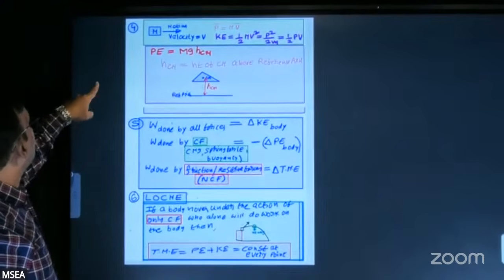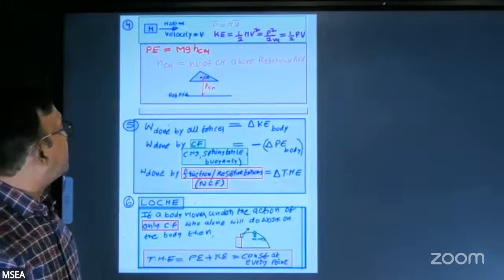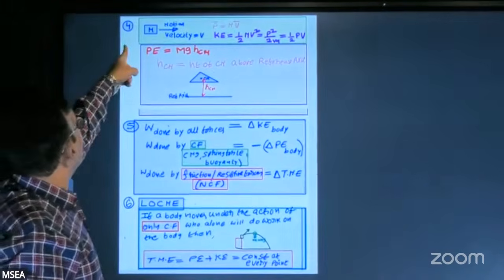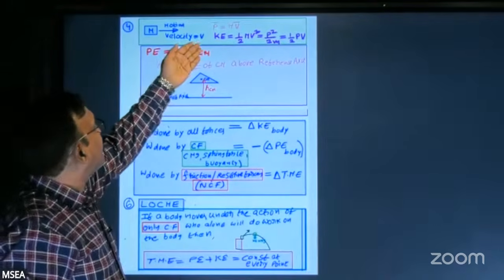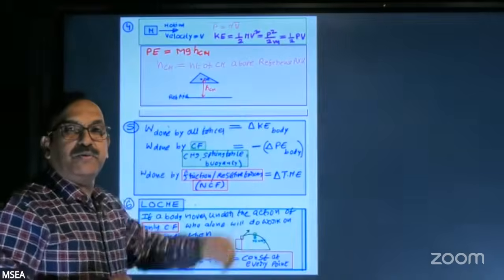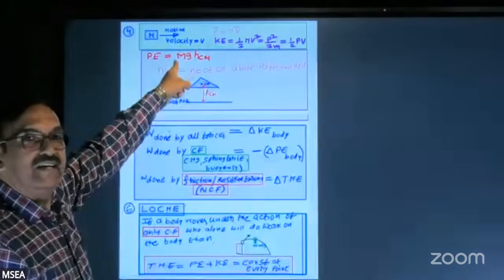Right, in this particular topic there, work power energy, we are interested about the energy term there. Any body moving with a velocity v will have the kinetic energy given by all this formula, you know, half mv square, p square by 2m or half pv.